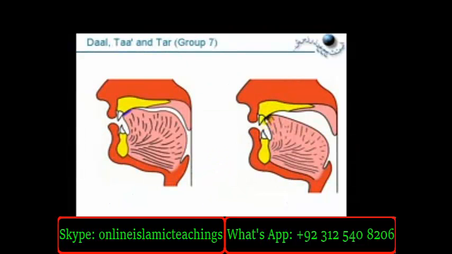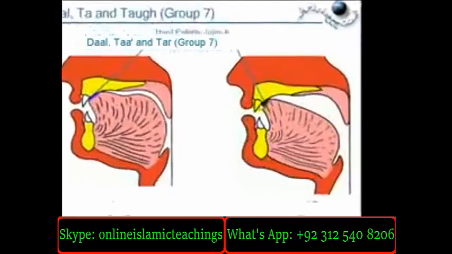Group 7 is where the front of the tongue meets the gum, and it's slightly on the front upper teeth as well. So going over your gums and your front teeth. Okay, so that's the very front hard palate, also known as the gums, and the front upper teeth.